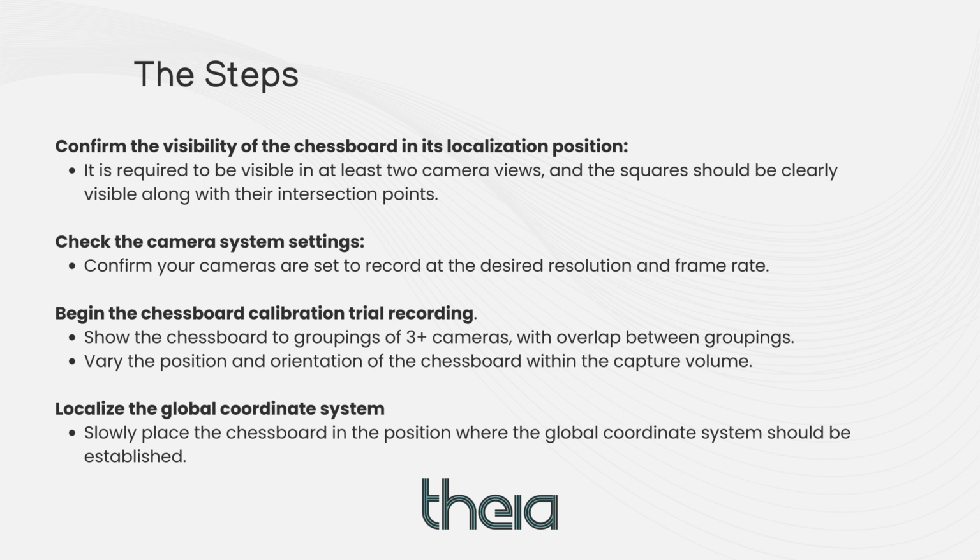Step 3. Begin the chessboard calibration trial recording. While positioned centrally within your capture volume, slowly show the chessboard to groupings of 3 or more cameras at a time, while varying its position and orientation slightly. Move and rotate within the capture volume so as to show the chessboard to all cameras, focusing on maintaining the visibility of the chessboard by at least 3 cameras at all times.